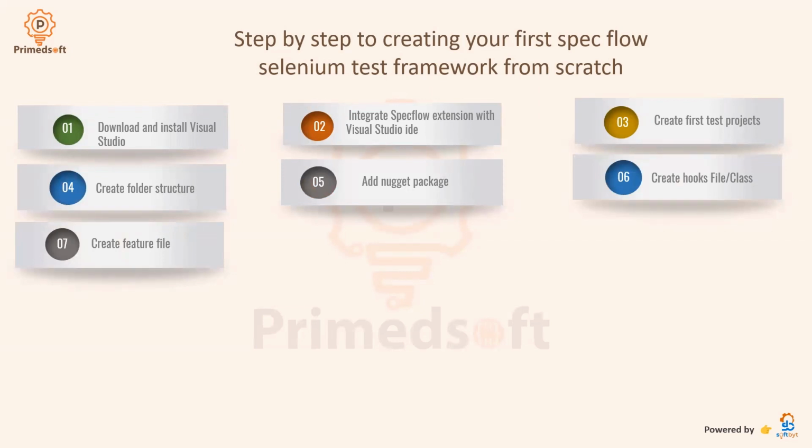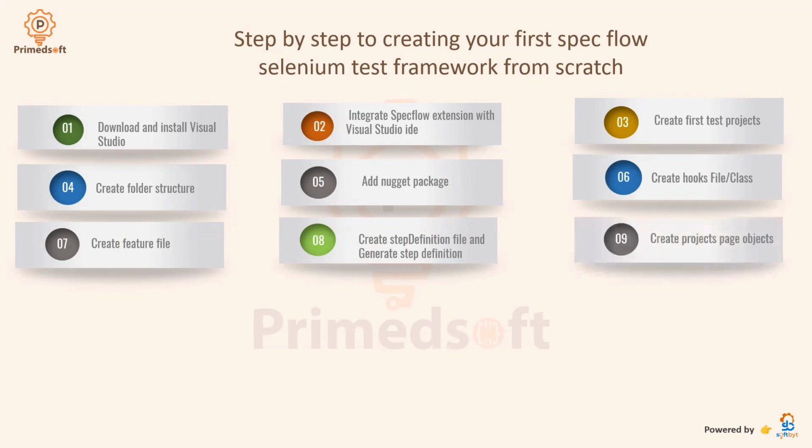We'll go into this in detail. You watch me do it, and you have to do it yourself. You create your feature file. After creating your feature file, the next step is to create the step definition file and generate the step definitions. Then the next is to create your project page objects.